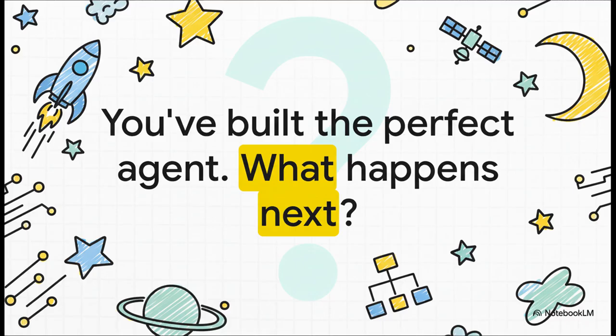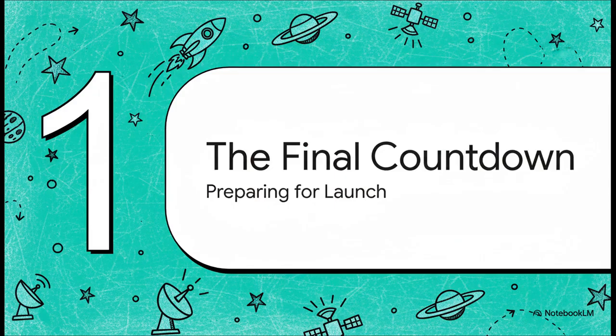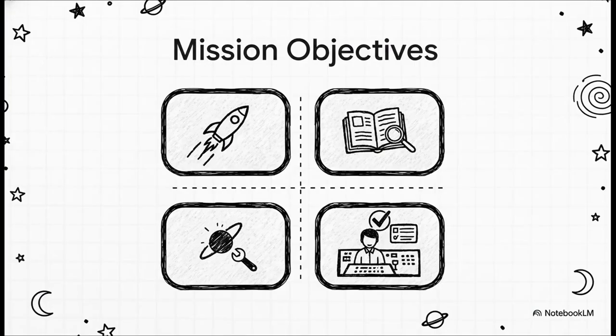Let's figure that out. I want you to think about this whole phase as the final countdown at mission control, right? Every single system is being double-checked, every possible outcome is being considered. Because this is where the success of the mission is really decided, long before anyone in the public ever even sees what you've built. So what's our game plan? What are our mission objectives here?